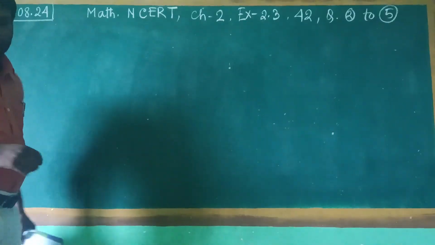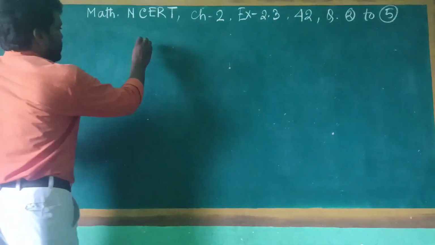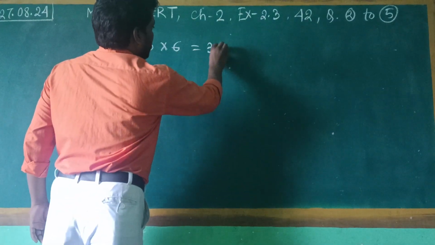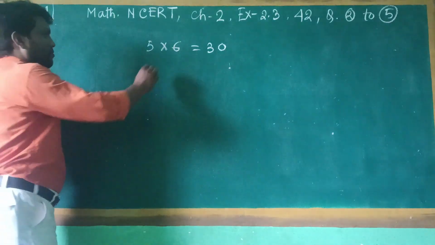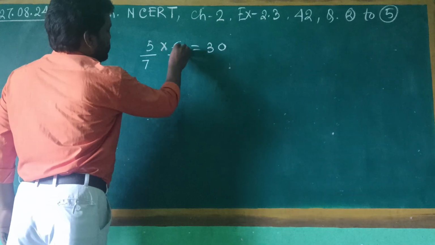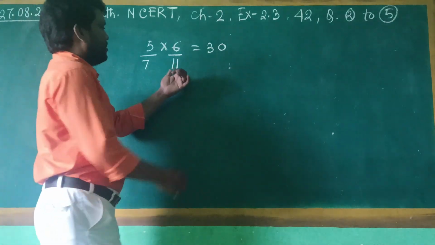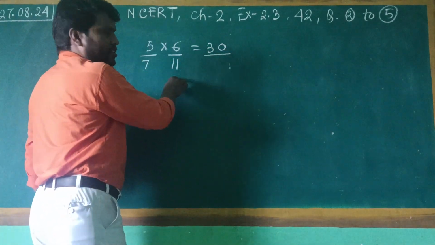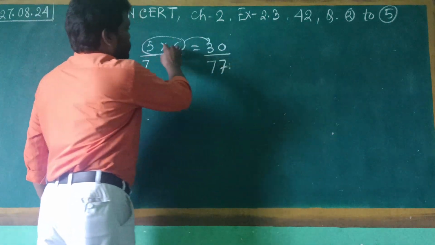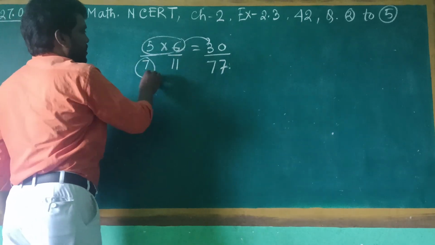Multiplication of fractions. At first listen to me. In general, multiplications are done, suppose 5 into 6, so 5 sixes are 30. Now, in case of fractions, what will happen? Suppose 5 divided by 7 into 6 divided by 11. Just multiply the denominator with the denominator, 77. It was just like two whole numbers or two natural numbers. So in case of fractions, it is just like that.